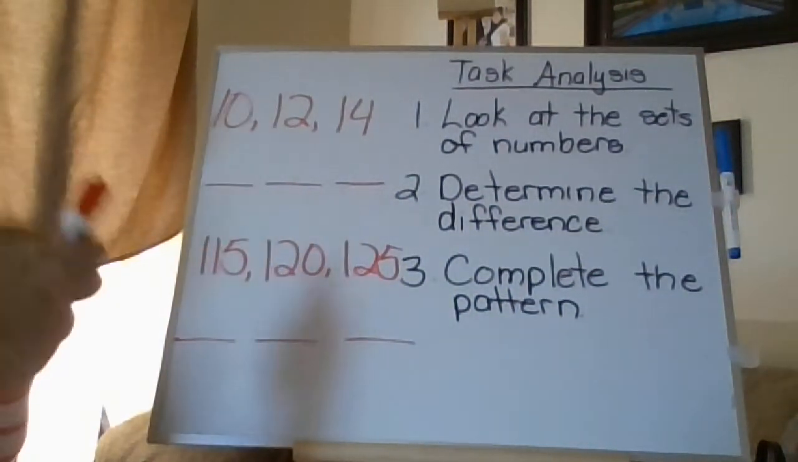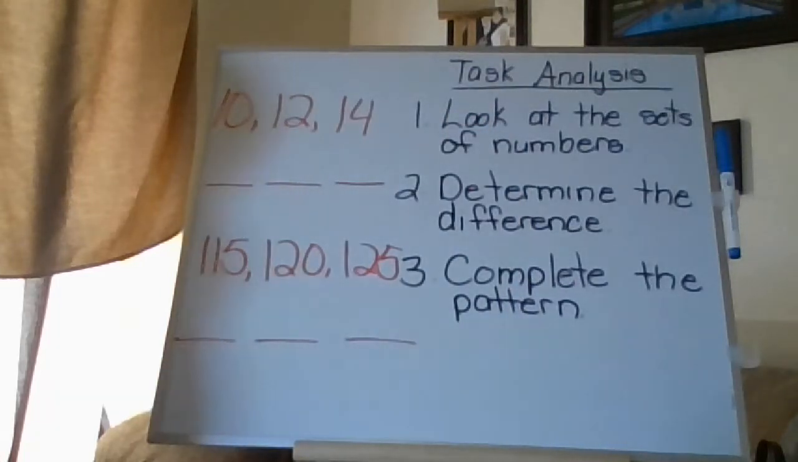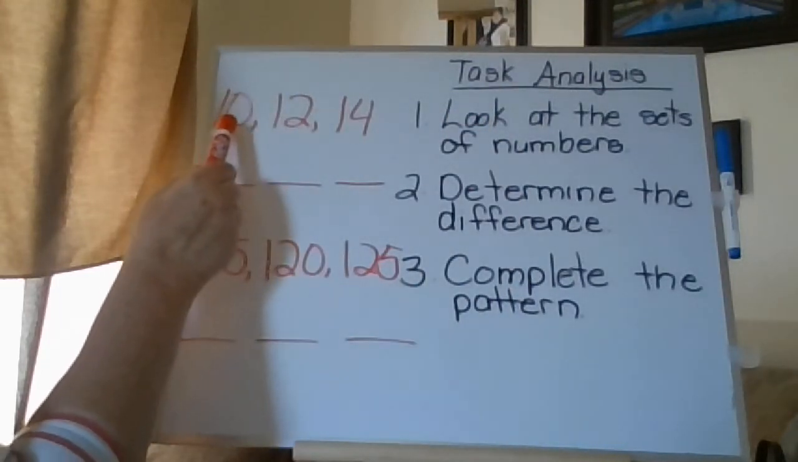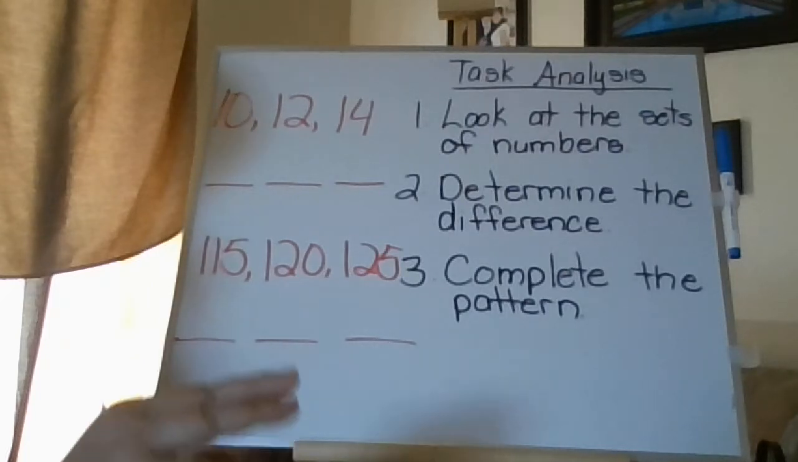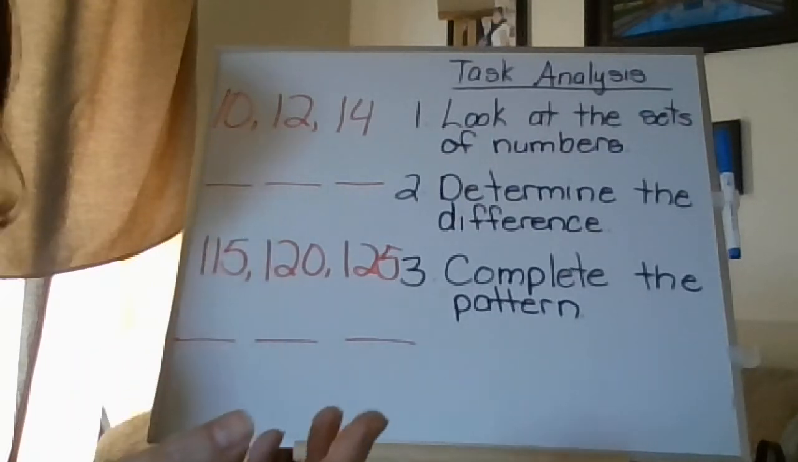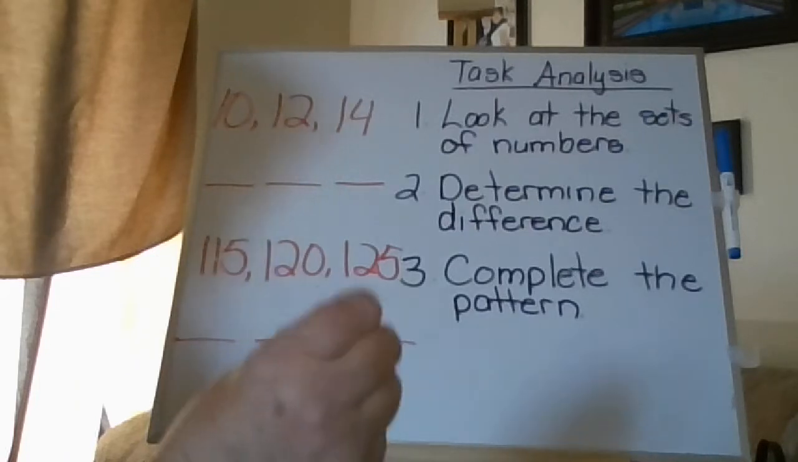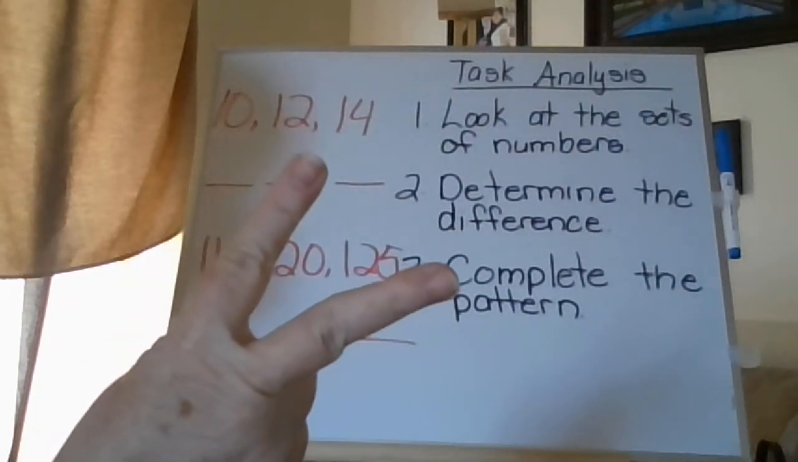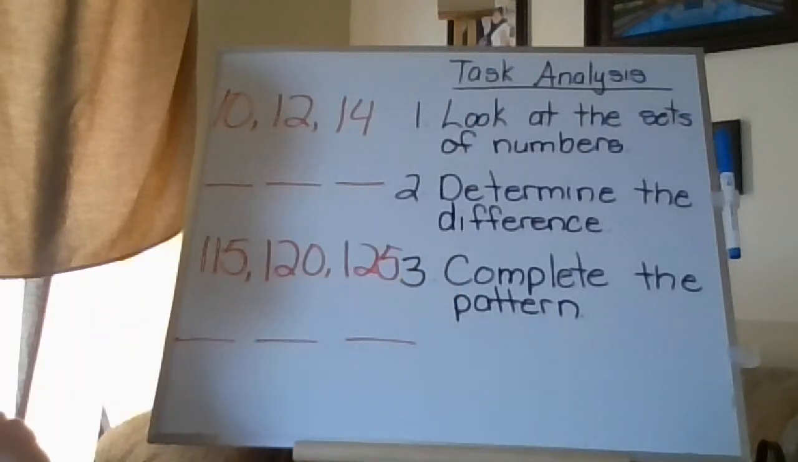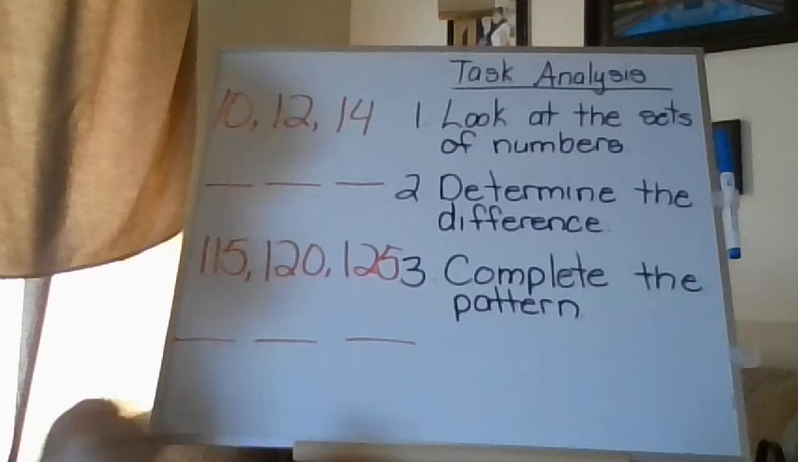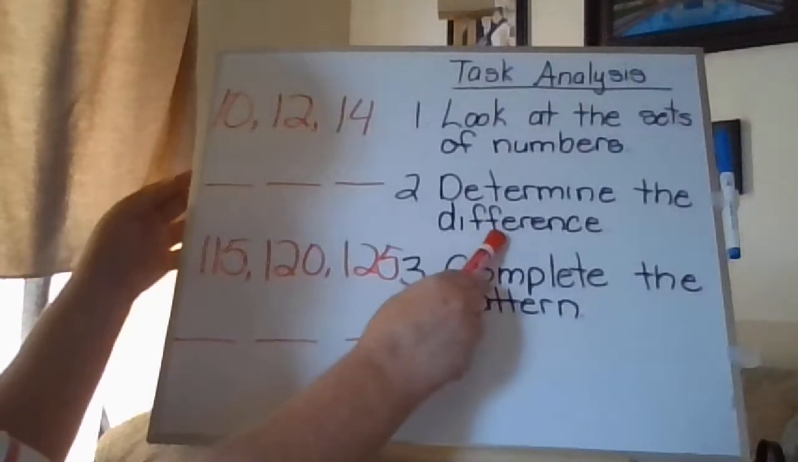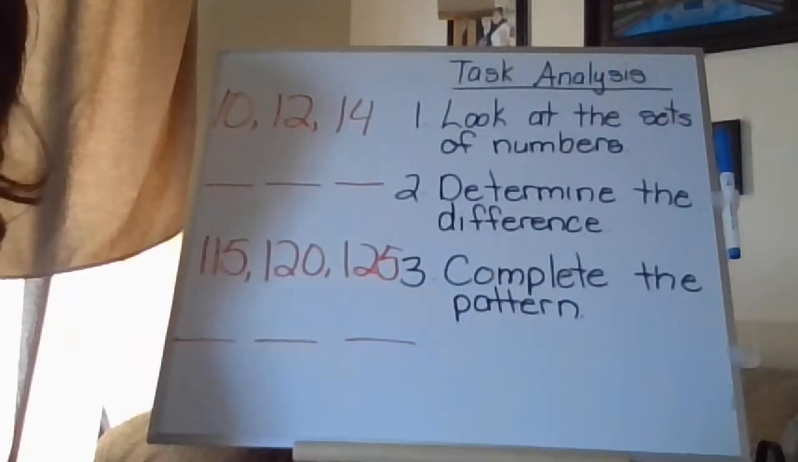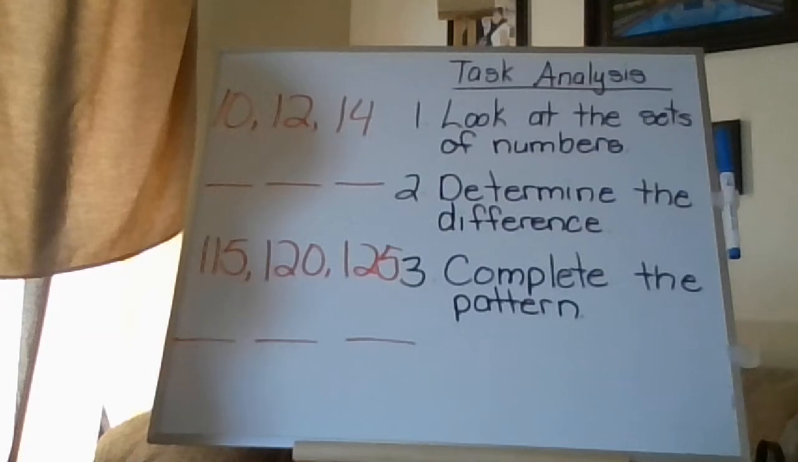So number one, look at the sets of numbers. Okay, so let's look at our first set of numbers. We have 10, 12, 14. That's our first set of numbers. Determine the difference between these numbers. So what's the difference between 10 and 12? Well, if we count, we'd say 10, 11, 12. The difference is 2. If we count the difference between 12 and 14, we would say 12, 13, 14. The difference is still 2. So we've determined the difference to be 2, which means that we are skip counting by 2s.